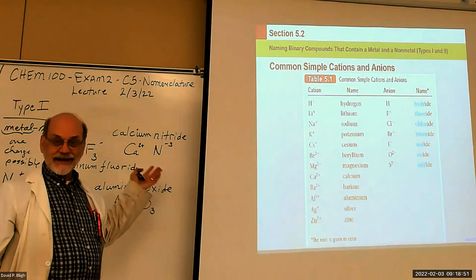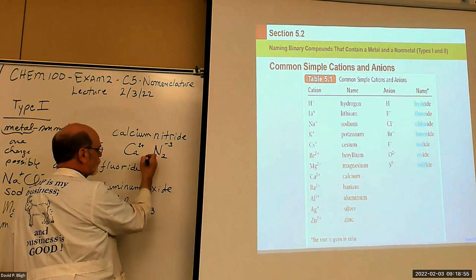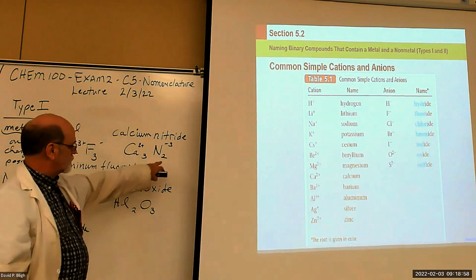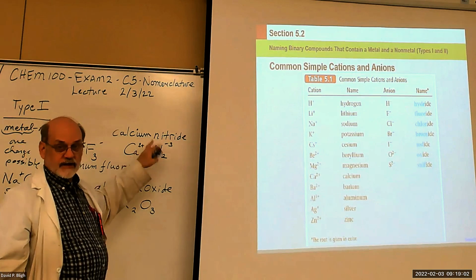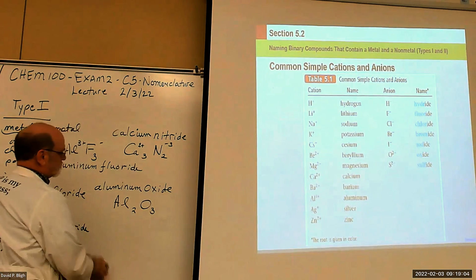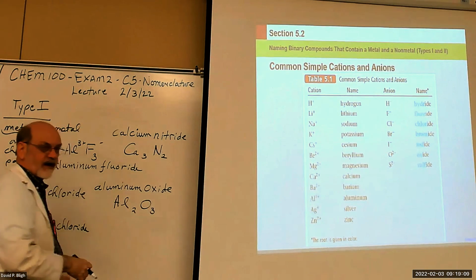Now, we're in a situation again where we have to cross multiply. So 2 comes over here, 3 comes over here, and we check ourselves. 2 times 3 is -6. 3 times 2 is +6. We're balanced. So that's the way you would write it.